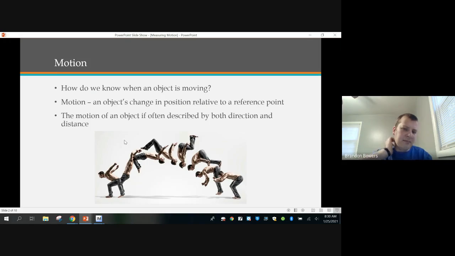Now, motion is often described in a direction and distance. Motion is often described in a direction, so I'm going 3 feet forwards. So it's always described with a direction and a distance.